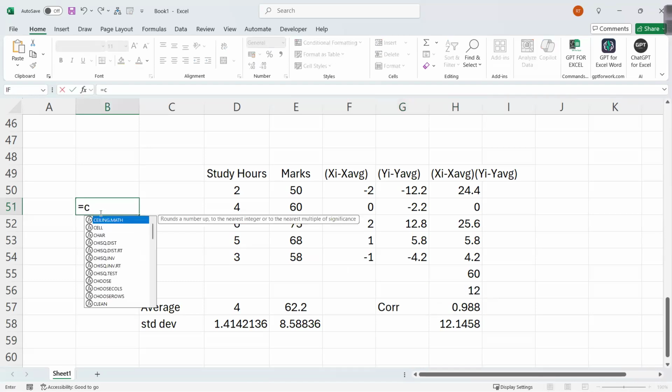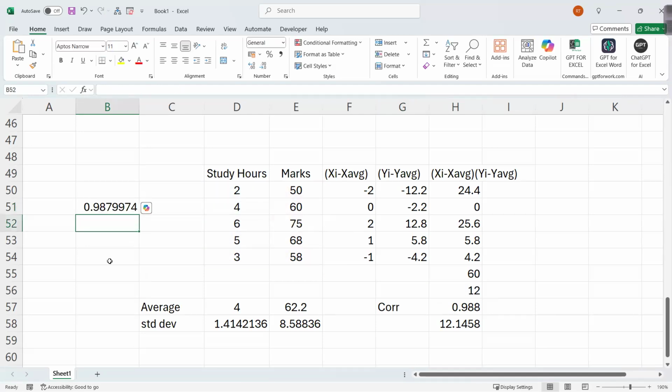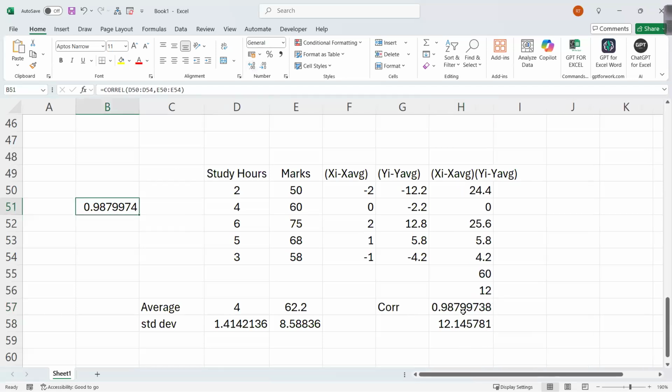Do we have any formula for correlation? CORREL, this comma this. You can see 0.988. Perfect. Let me expand this. See this? Exactly the same number is coming: 0.98799. Are you guys understanding this entire calculation, all of you?